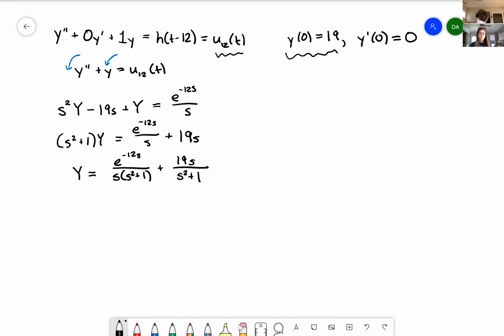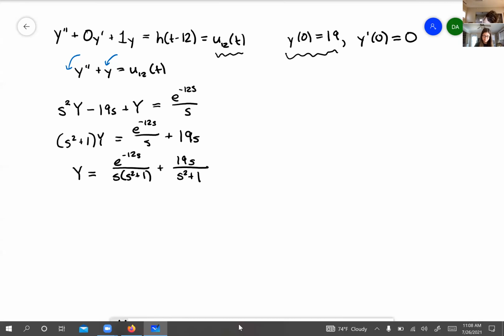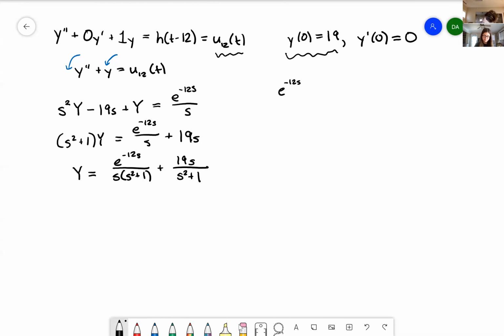Okay, so now what do we end up with? This is a little bit harder. Well, let's take that first one. So that first one is e to the minus 12s times 1 over s times s squared plus 1. And now this one is going to be kind of a pain. We'll do it with partial fraction decomposition. Actually, we could do this using convolution again. Well, let's try it.